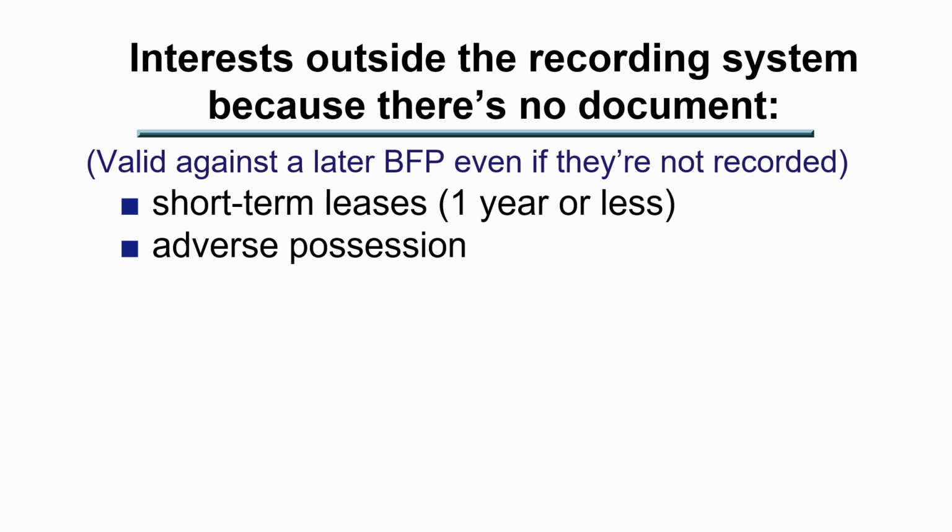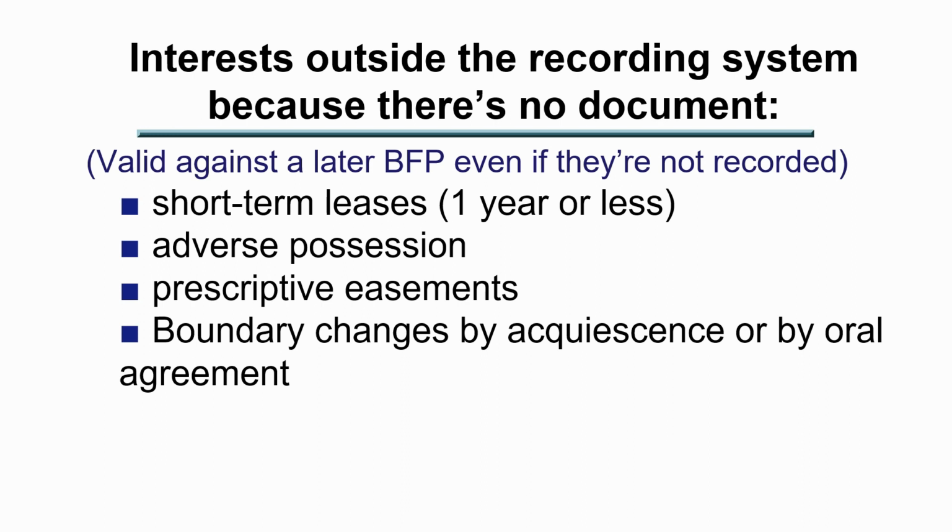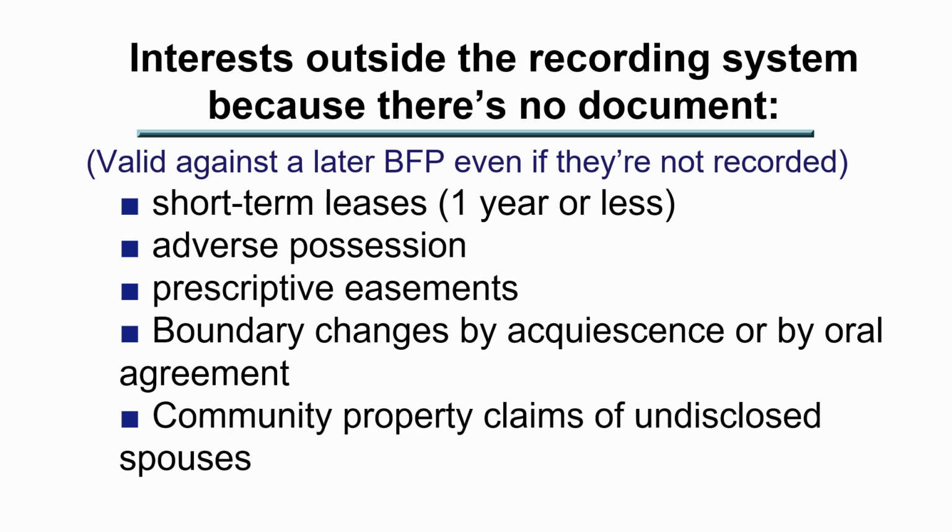We all know from previously studying adverse possession that it arises not from a document, but from the conduct of the adverse possessor. And it happens automatically. When the adverse possessor has completed the process, has been on the property for the required number of years, they automatically and instantaneously become the owner of the property. But there's no document that they can record, and therefore they don't have to record in the public records in order to be protected against the later bona fide purchaser. The same is true of prescriptive easements, of boundary changes by acquiescence or by oral agreement.